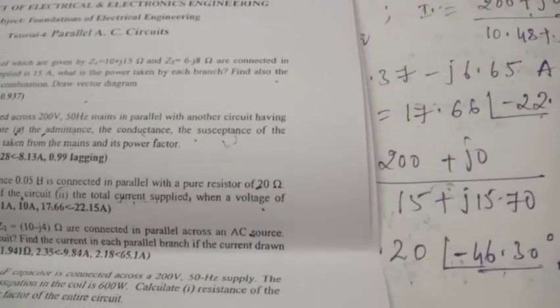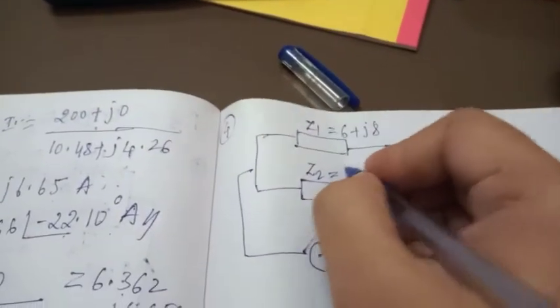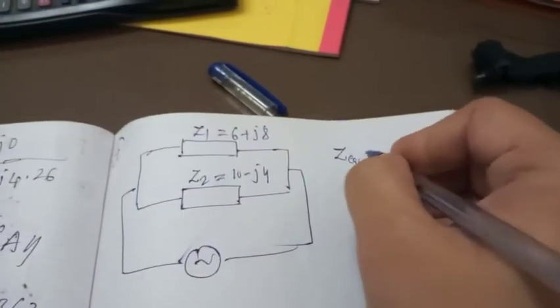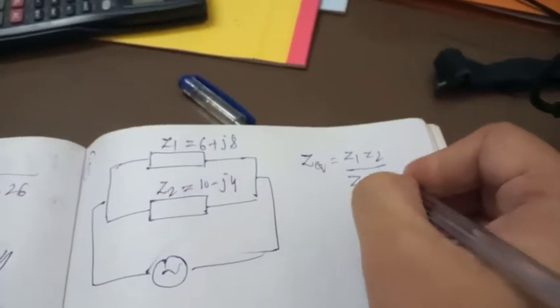They have given Z1 and Z2. What is the value of Z1? They have given 6 plus J8, and Z2 is 10 minus J4. What is the impedance of the parallel circuit? You have to calculate Z equivalent is equal to Z1 Z2 divided by Z1 plus Z2.